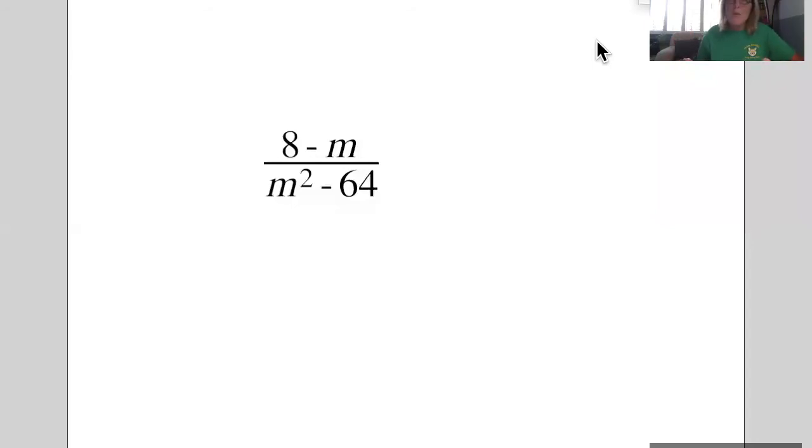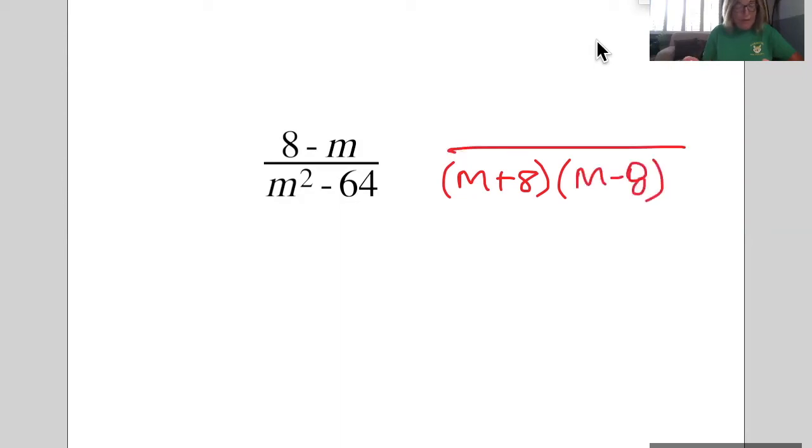All right, let's try one more together. What I see right away is that we have difference of squares on the bottom. So m plus 8, m minus 8. Okay, and then we have, I'm going to turn this around and see if that makes it a little easier for me to see. Negative m plus 8, same as 8 minus m, just reverse the terms.